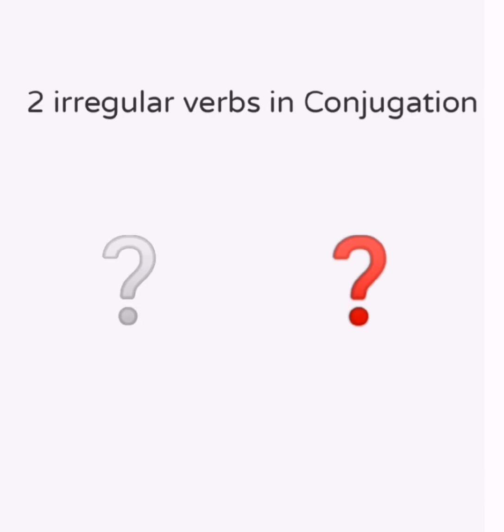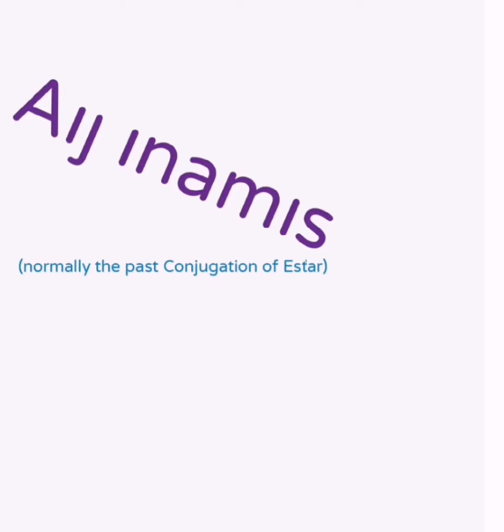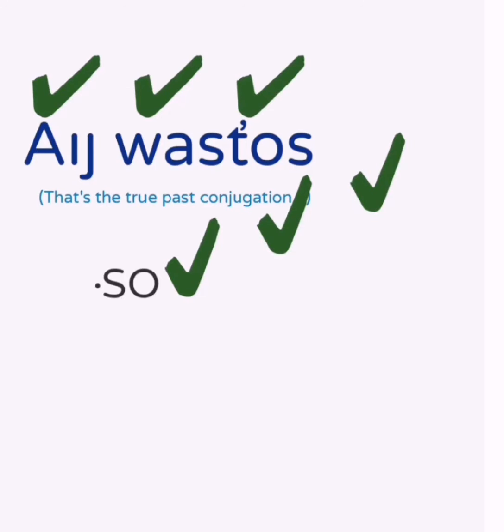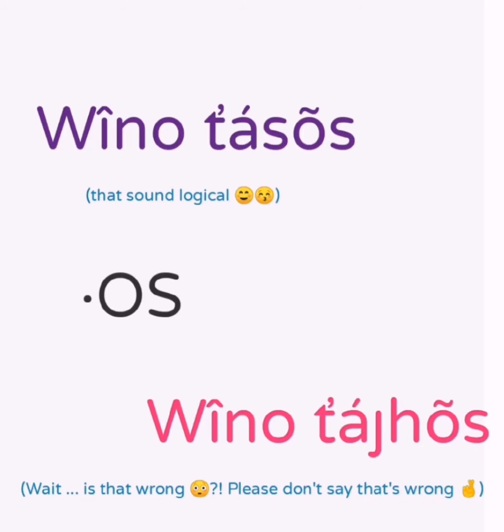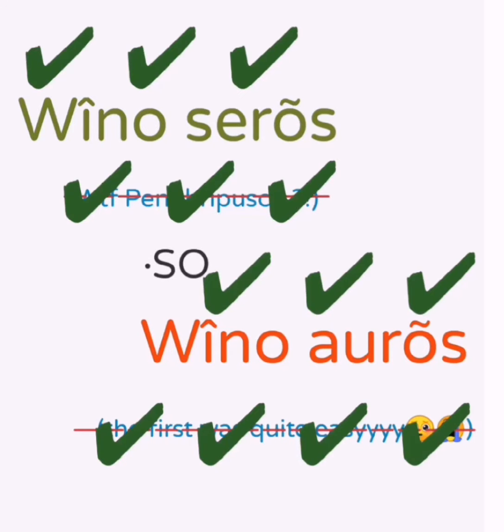There are two irregular verbs in these conjugations, which are estar and yestar. We don't say aj inamis or aj nios, but aj wastos and aj hiestos. We don't say vino tasons or vino tayons, but vino serons and vino aurons.